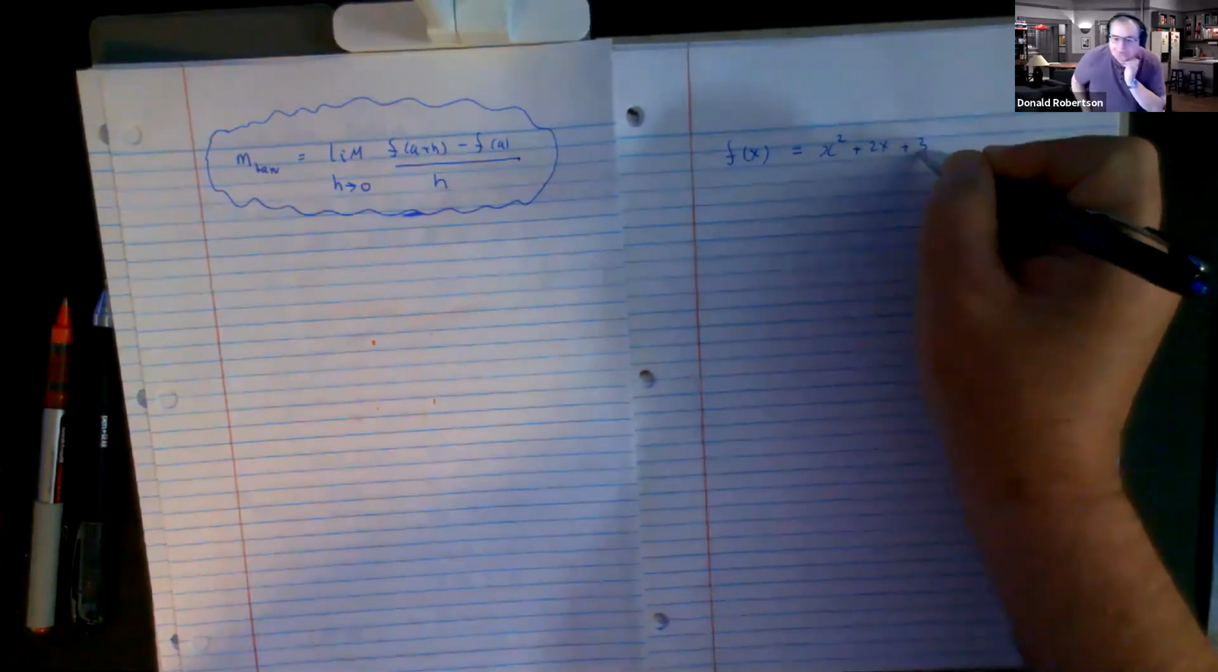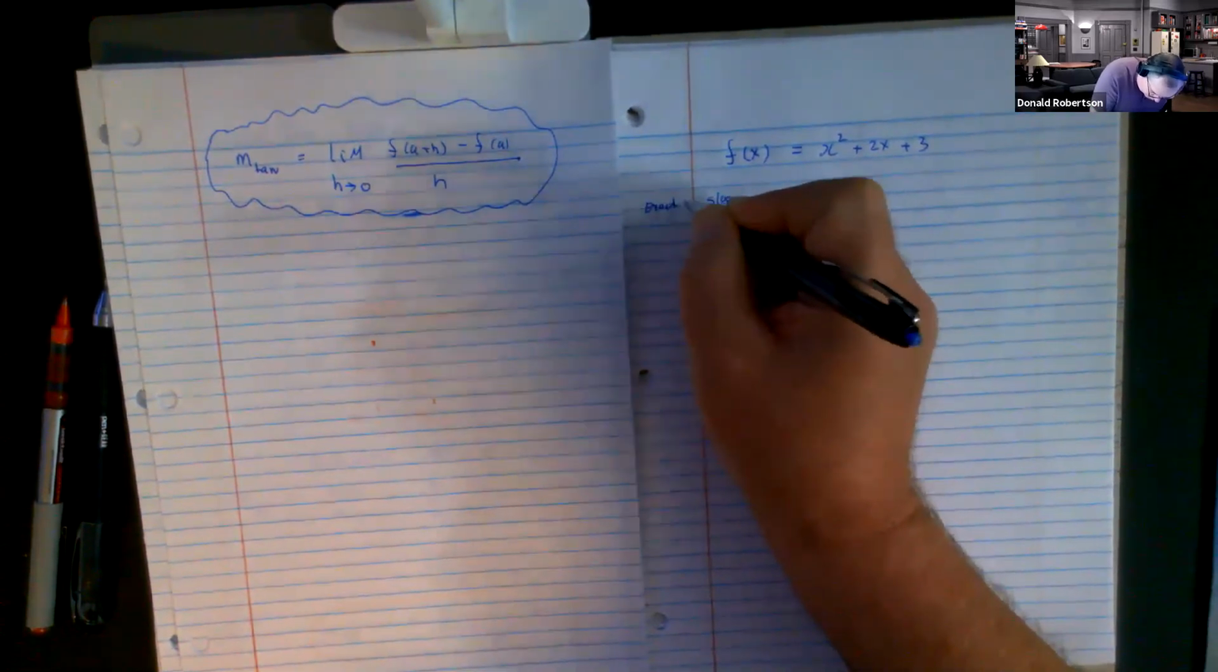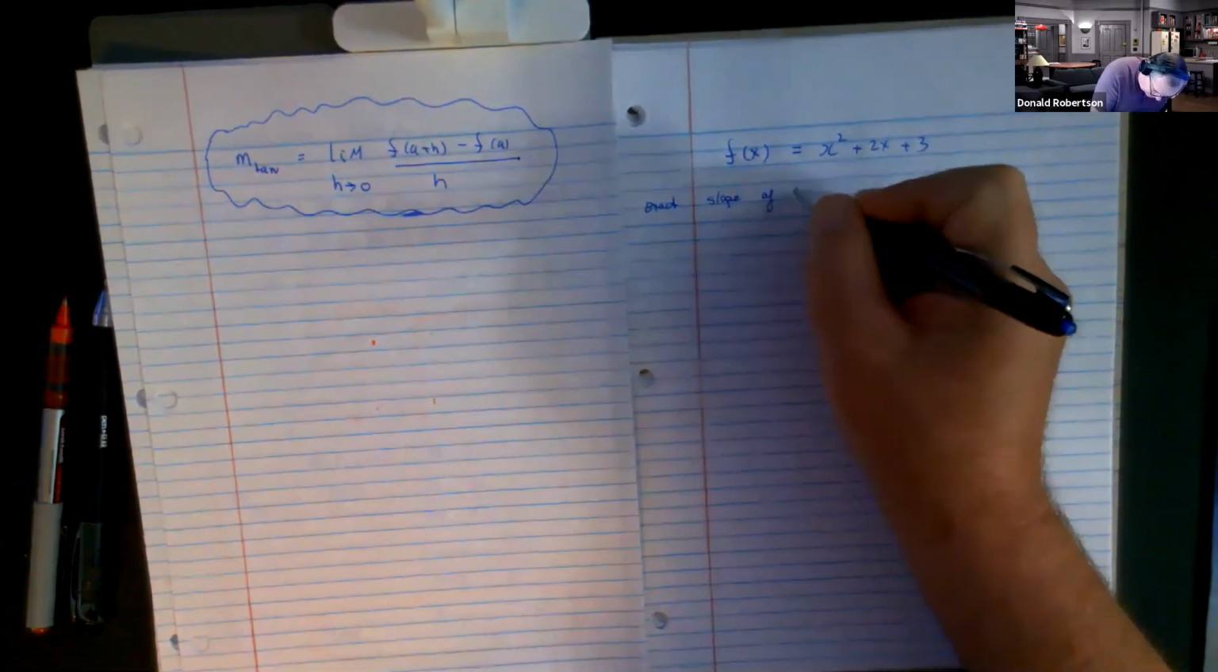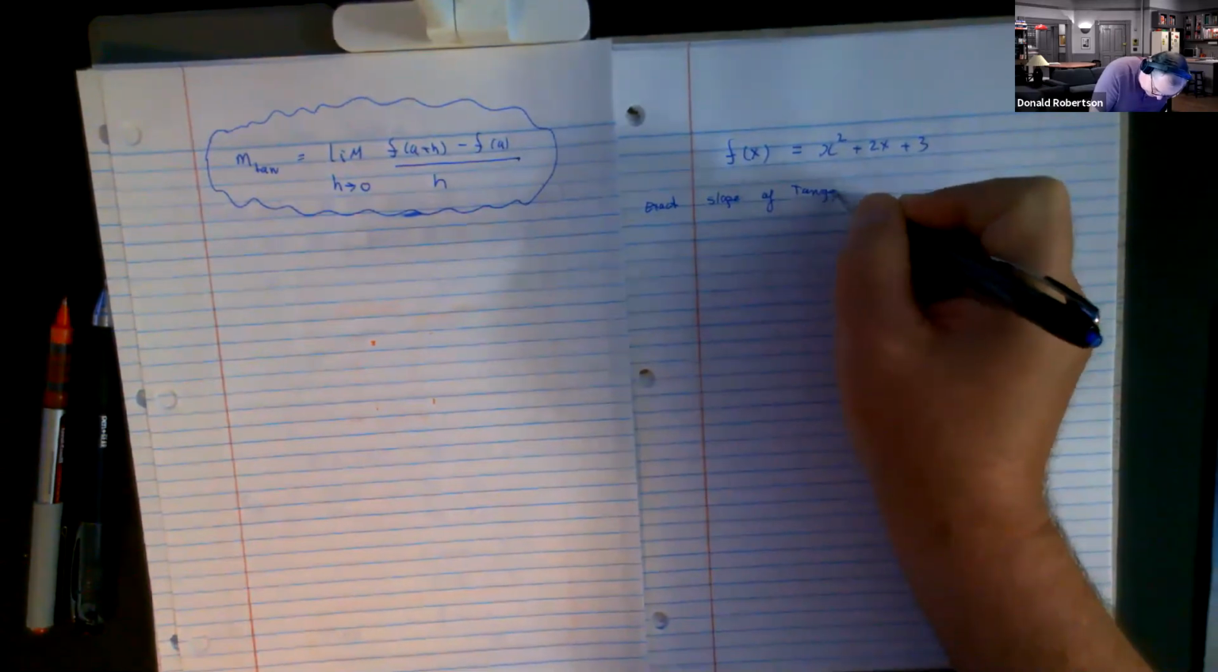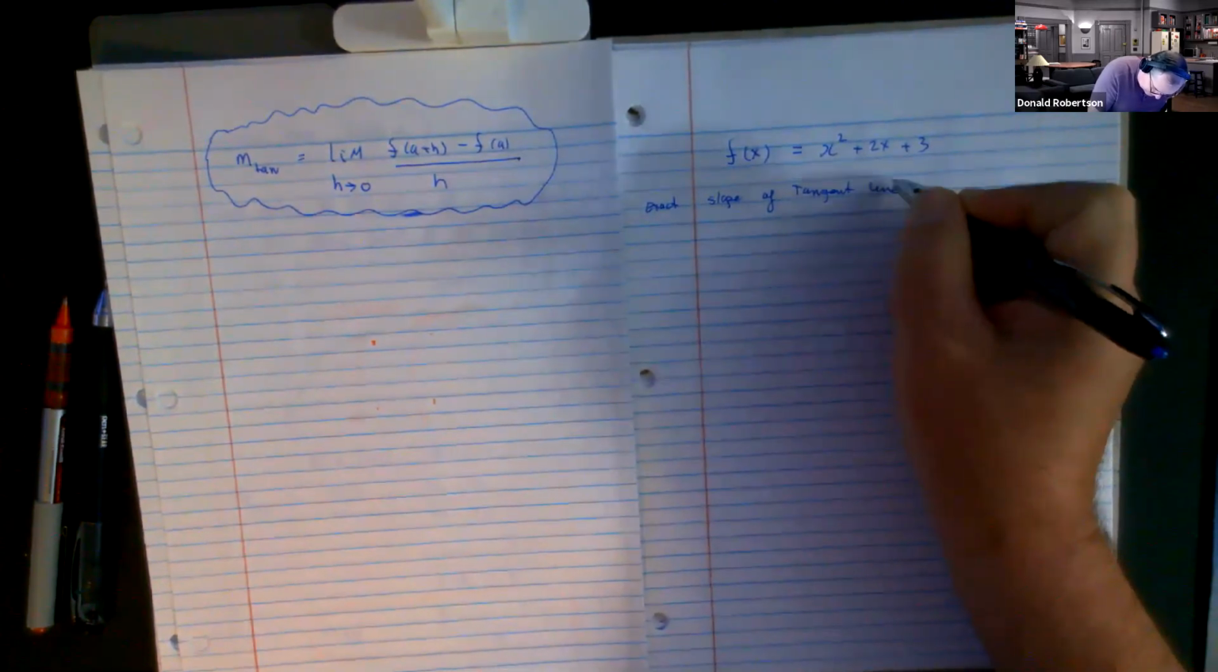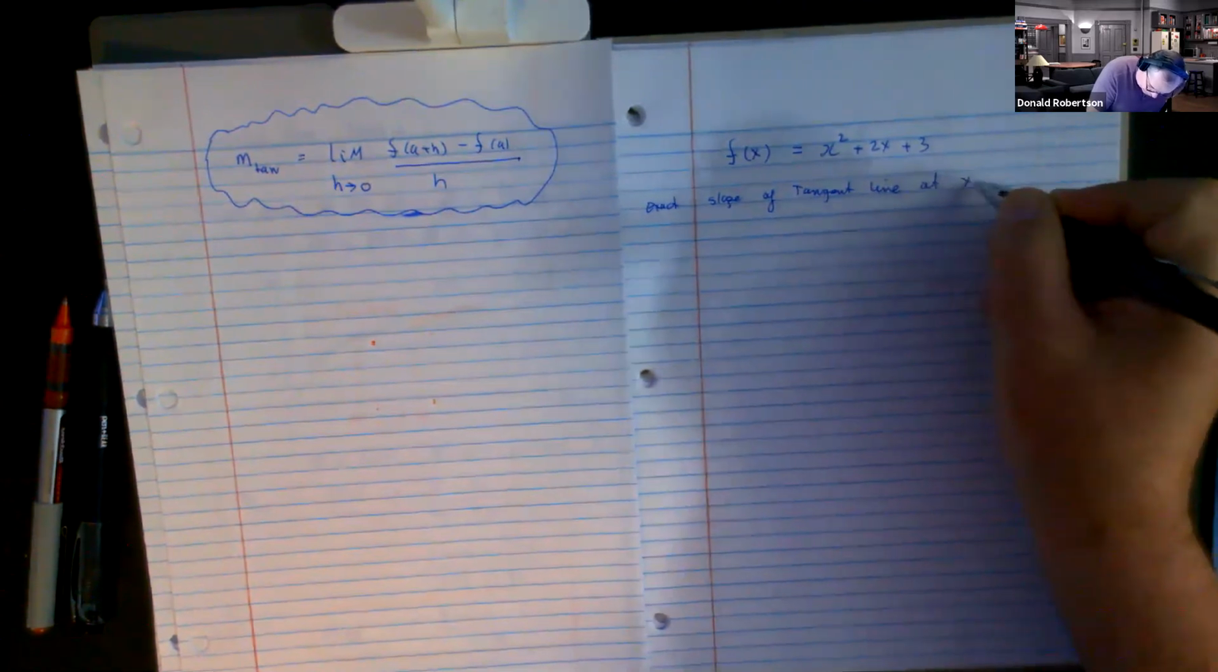Okay, let's suppose I had x squared plus 2x plus 3. And I would like to find the slope of the tangent line, and I'm talking about the exact answer, the exact slope of the tangent line at, say, x equals 4.